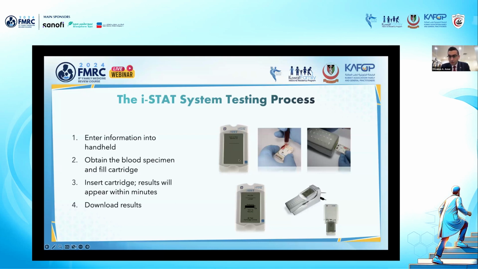As you can see in the picture, this is the keyboard. You can enter the civil ID of the patient. It's so easy to use. Second step, collect the sample and fill the cartridge. The third step, insert the cartridge inside the device and you will get the result within minutes. The last step, download it so you can see it in your system, or you can print it with the iStat printer.